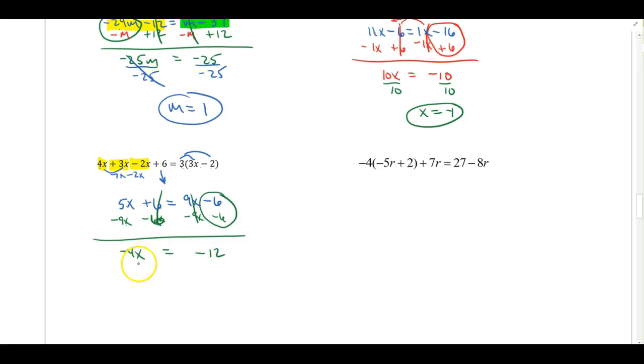Now, how do I get rid of negative 4? Undo multiplication by dividing, and x is equal to 3.